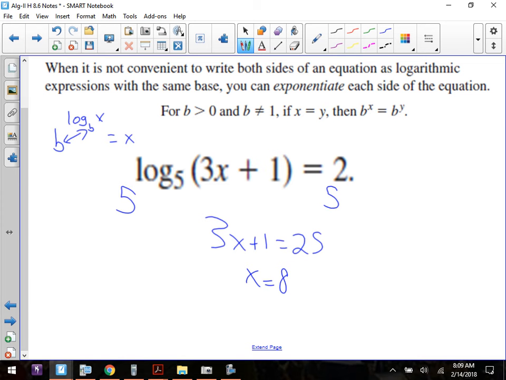Remember that b to the x and log base b are the same. They're inverse operations of one another. So remember we did log base b of y equals x, b to the x equals y. That's why all this works, because these are inverses. They undo one another.